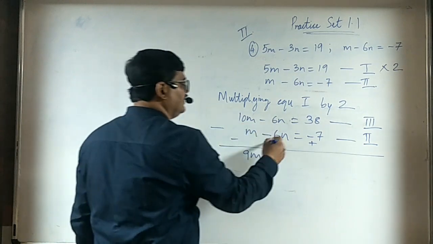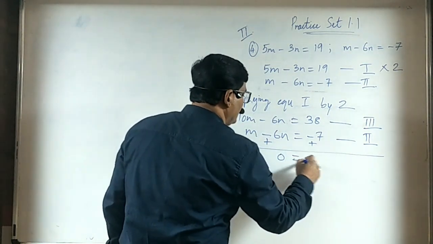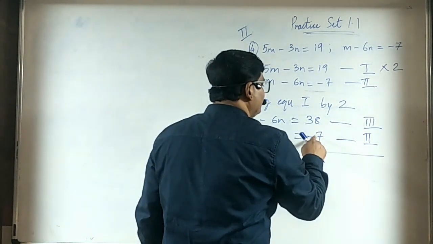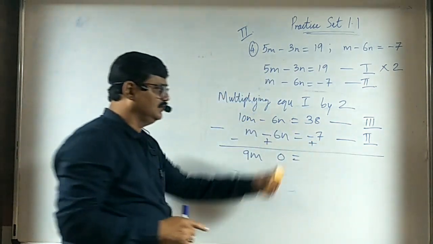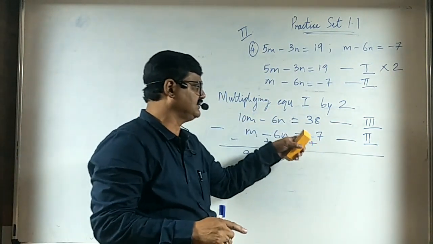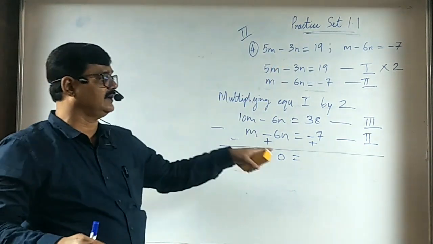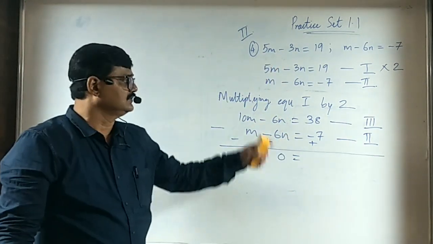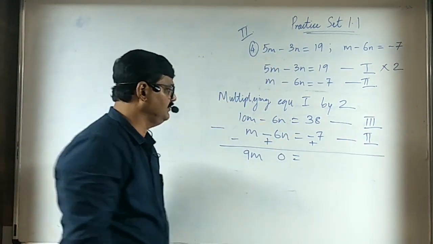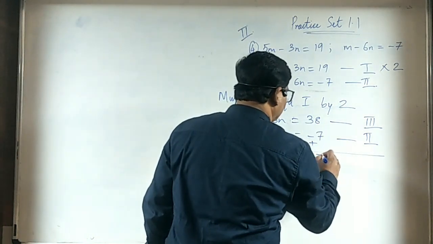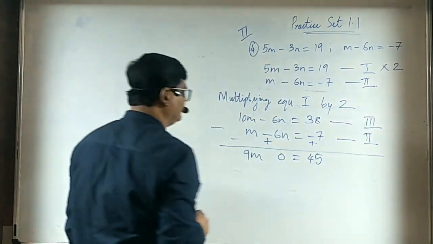Here minus 6 and plus 6, you will be getting answer 0. And here you have 38 and not minus 7, you will be having plus 7. Both are having plus sign. The sign of the 7 is changed because it was minus sign, now it has become plus. So if I try to add up, I will be getting 38 plus 7, which is 45. Can you see this over there? 45 I will be getting.